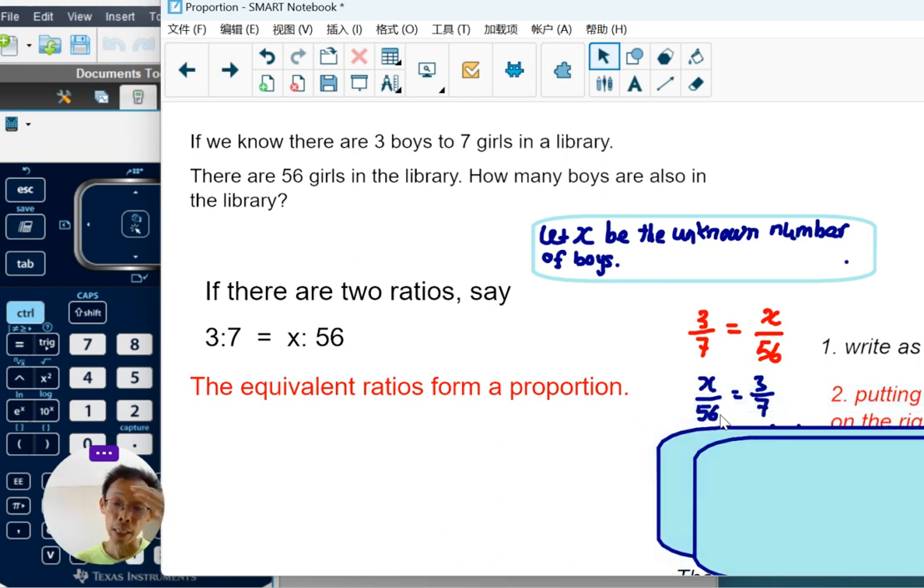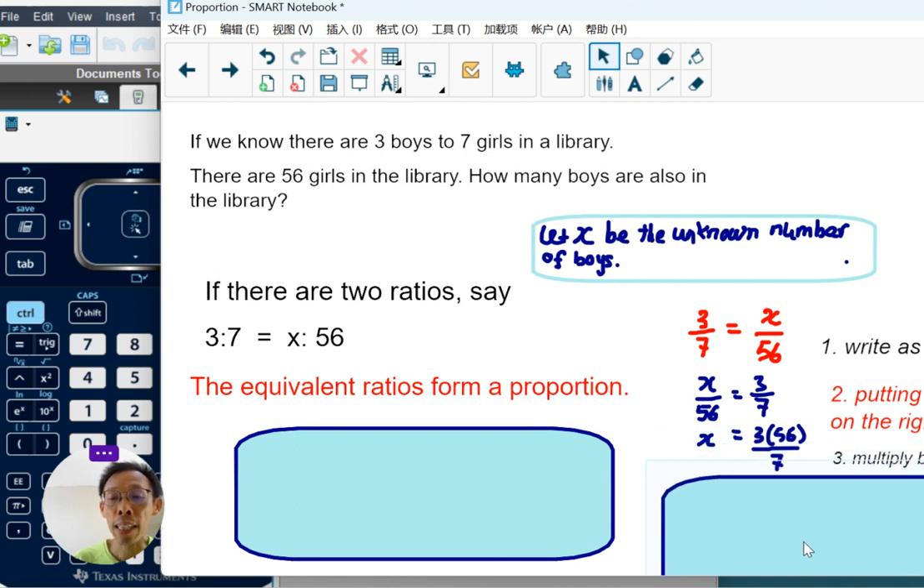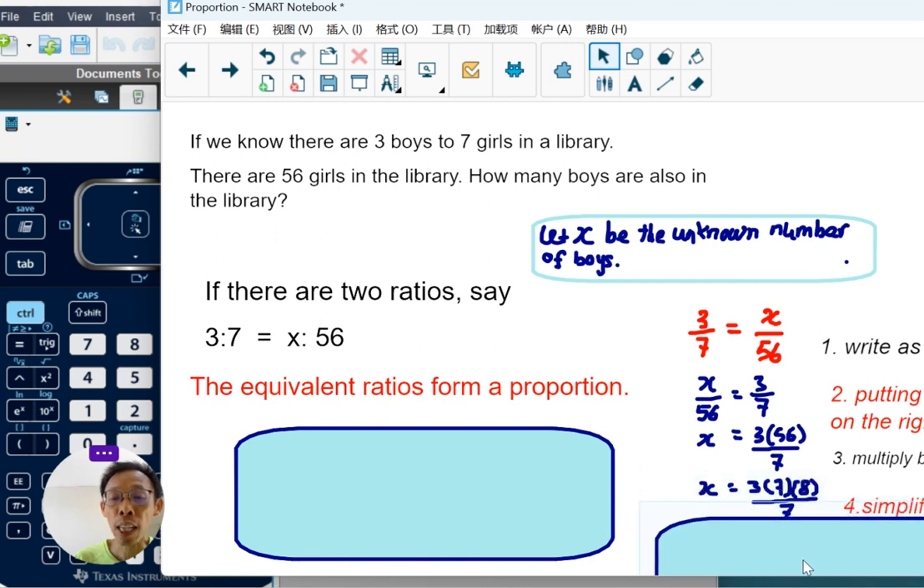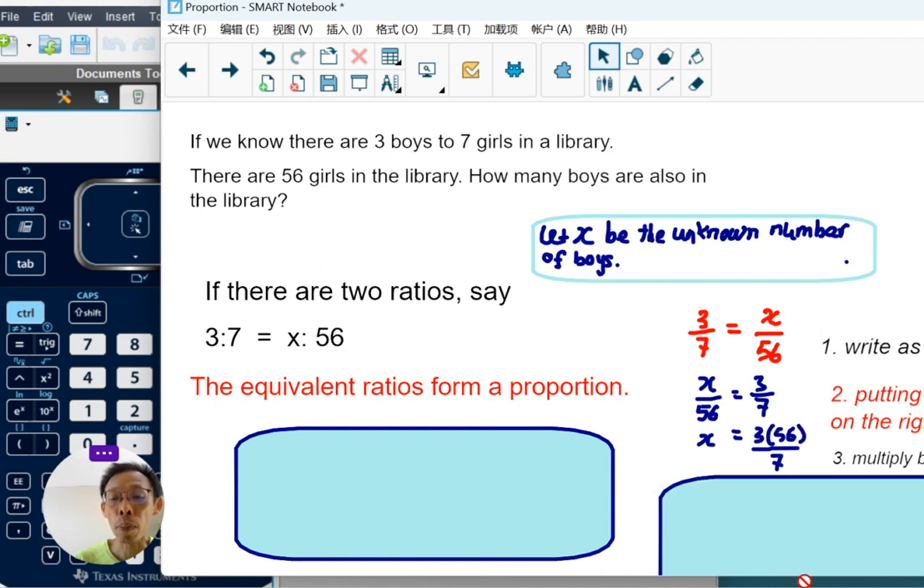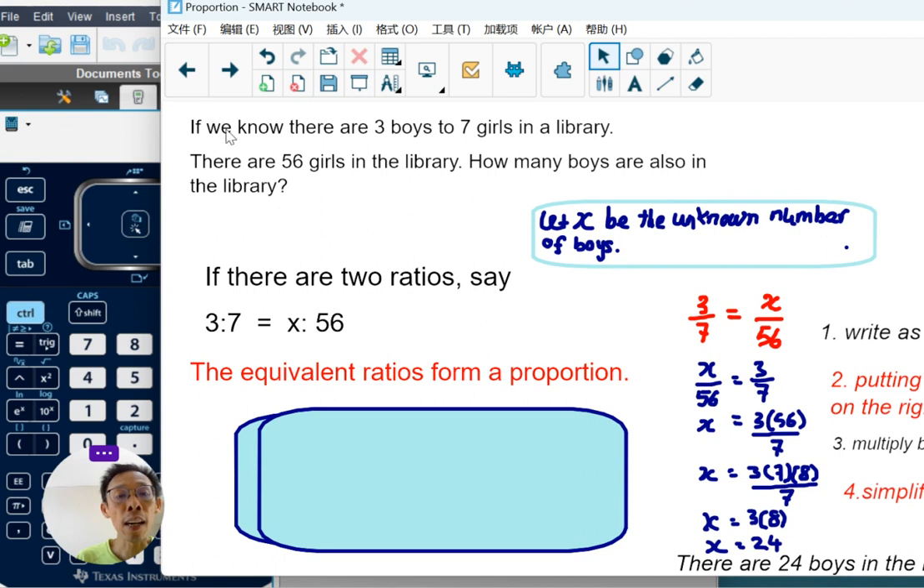put the unknown on the other side so that it's easier to see, on the right hand side, for example, here. And then what we do is that we multiply both sides by 56 so that now x is the subject. So 3 times 56 over 7. And 56 can be factored into 7 and 8. Therefore, doing some simplification, we will see that x is equal to 3 times 8, or x equals 24. Since this is in context, we need to make sure that there are 24 boys in the library. This is the final answer.